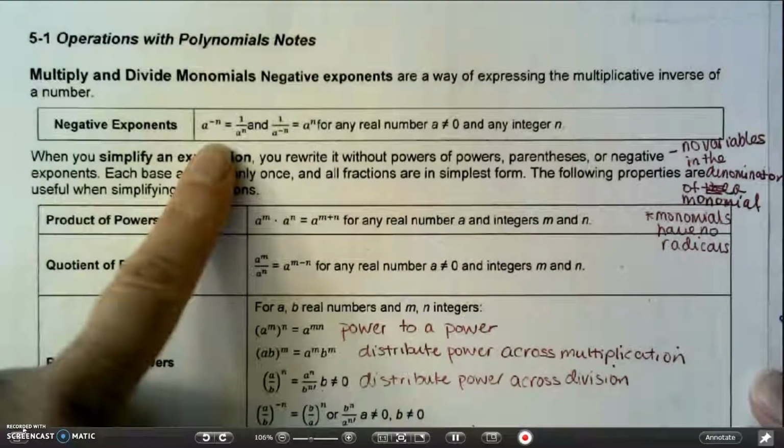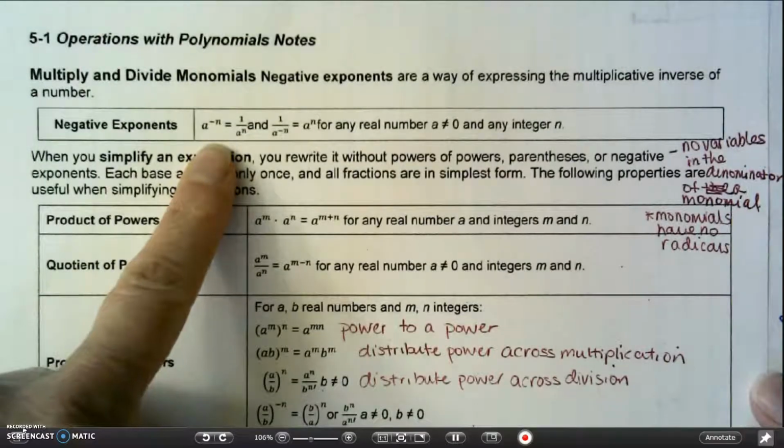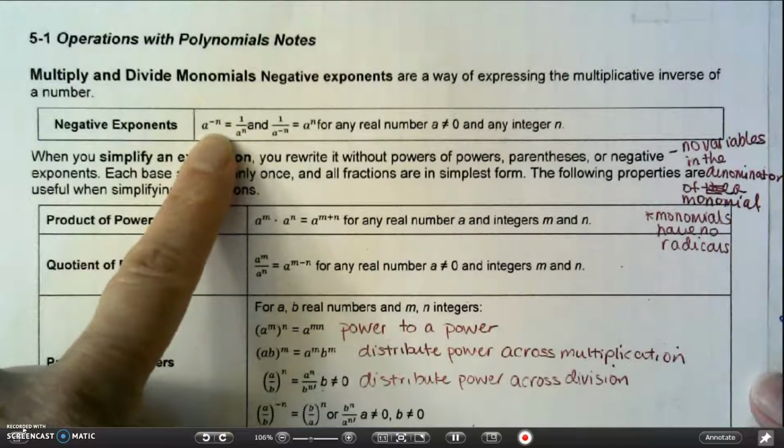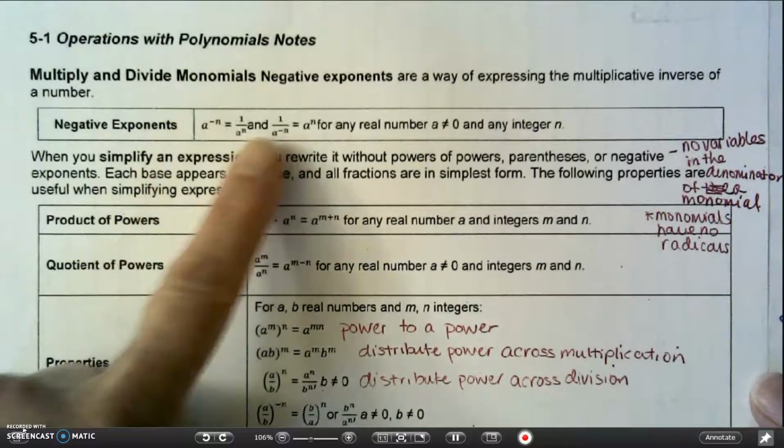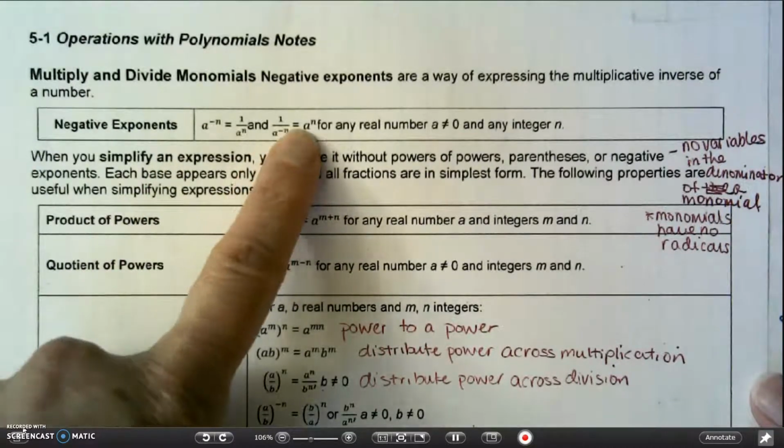Remember, you can't have negative exponents when you fully simplify something. So if it's in the numerator, that term drops down to the denominator, and the power becomes positive. If it's in the denominator, it goes up to the numerator and the power becomes positive.